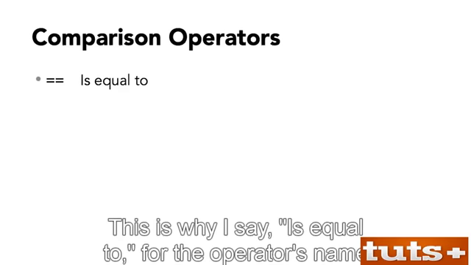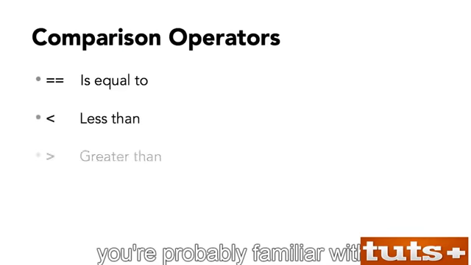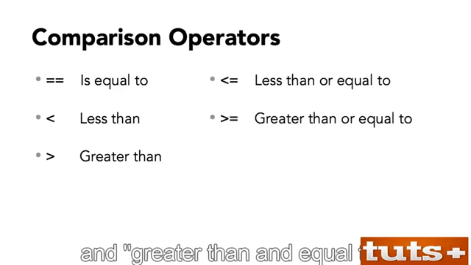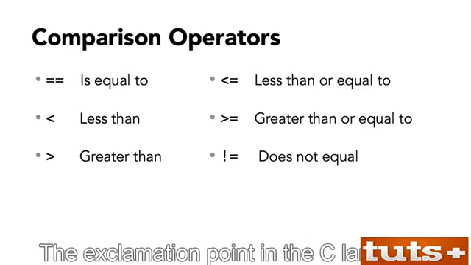Less than and greater than you're probably familiar with. Then there's less than and equal to and greater than and equal to. Finally, the not equal to or does not equal operator. The exclamation point in the C language is often pronounced not, which is how you remember this one.